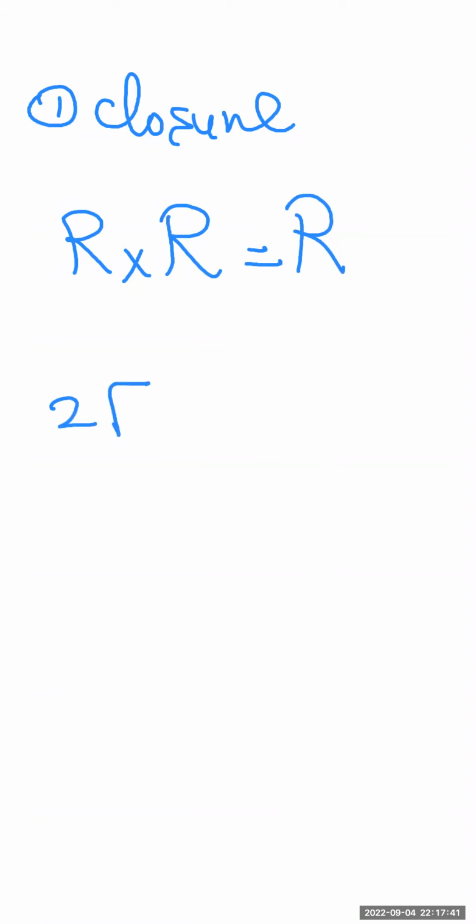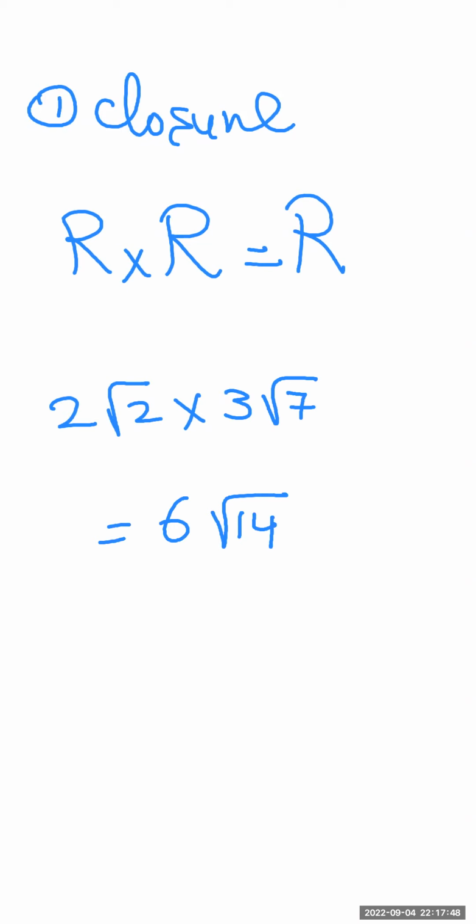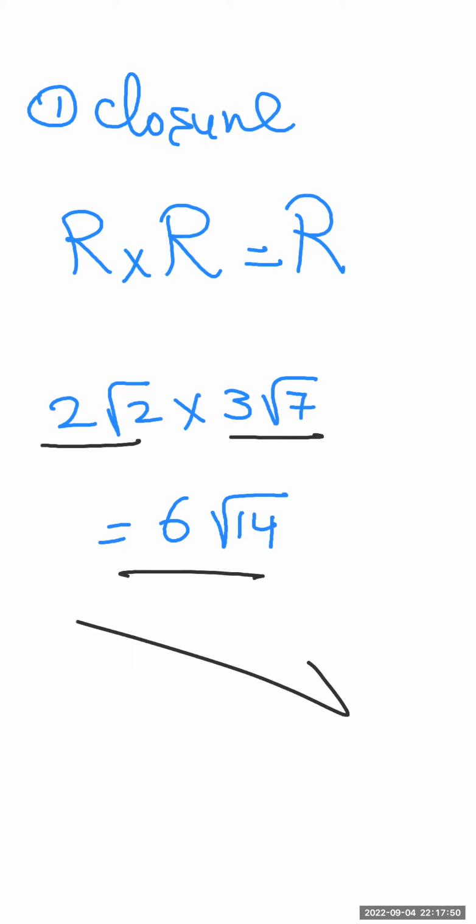The product of any two real numbers equals a real number. Real number times real number equals real number. Simply 2 square root of 2 times 3 square root of 7 equals 6 square root of 14. Real. Correct? Okay. The second property, as usual, commutative. The third, associative. Okay, then second first, commutative.